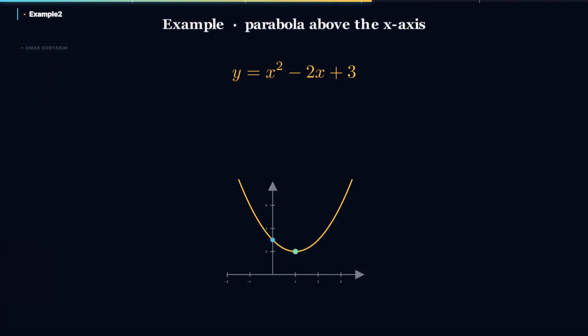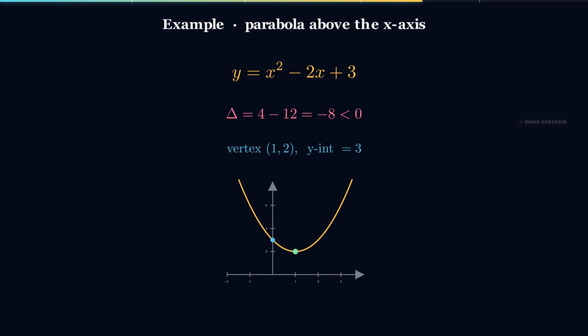Example 2. Sketch y equals x squared minus 2x plus 3. Match to standard form: a equals 1, b equals -2, c equals 3. Compute the discriminant first. b squared minus 4ac equals 4 minus 12 equals -8. Negative discriminant means no real x-intercepts. The parabola does not cross the x-axis.